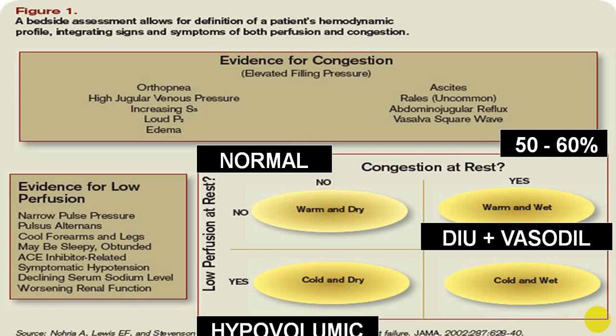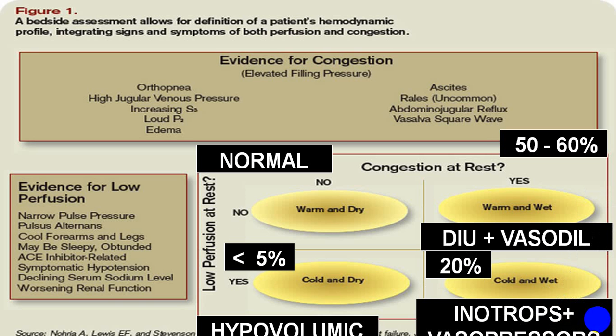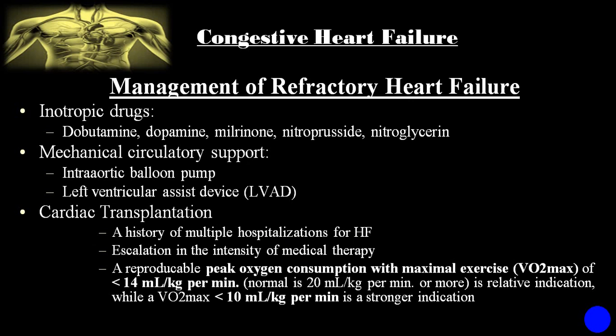And if a person has hypovolemia, where you will require fluid replacement, it accounts for only 5% of the cases, and 20% of the cases are cold and wet, meaning there is pulmonary congestion with a shock stage where you will require inotropes and vasopressor drugs. These are all in what we call refractory heart failure. You require inotropes, you require mechanical supports like intra-aortic counterpulsation balloon, left ventricular assisted device.